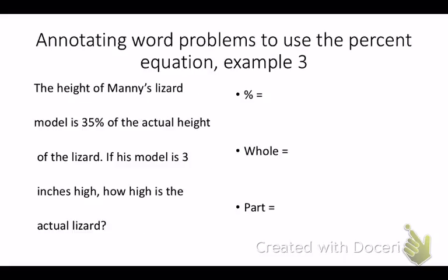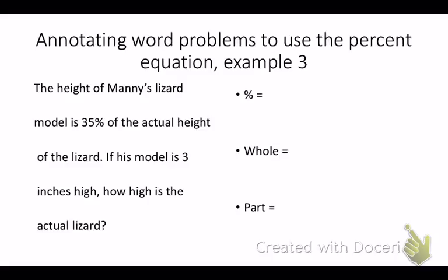For example number 3, I want you to do just like what you did before. I want you to pause the video. I want you to take a minute to figure out exactly which piece belongs in the percent, the whole, and the part. And I want you to do it in pencil. In order to get full credit, I do expect to see a pencil and marker both on this handout.